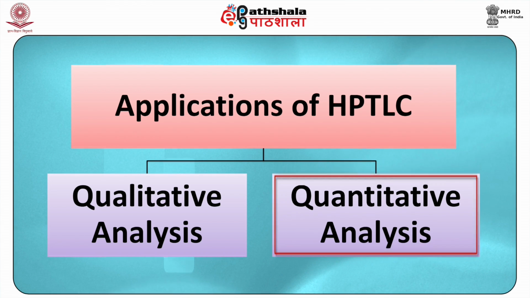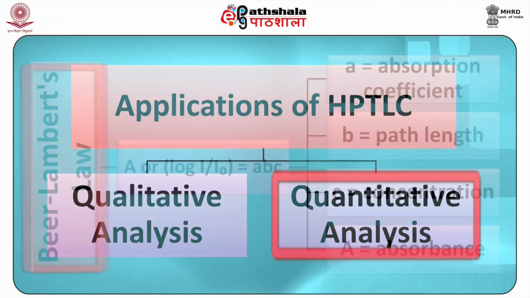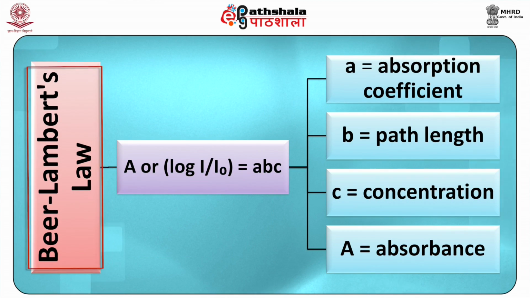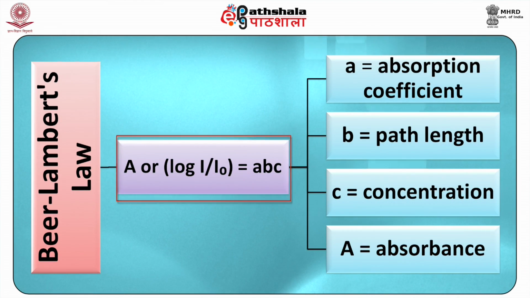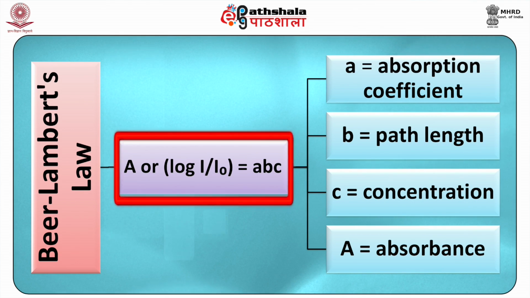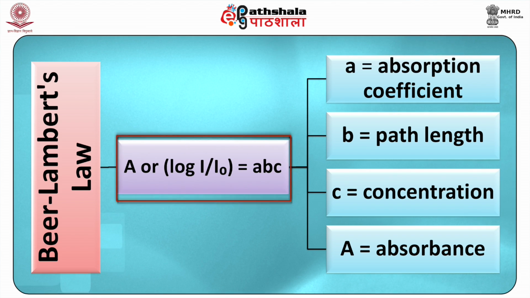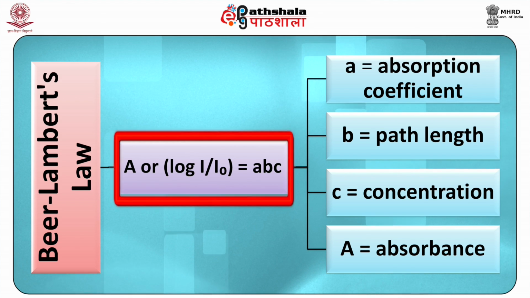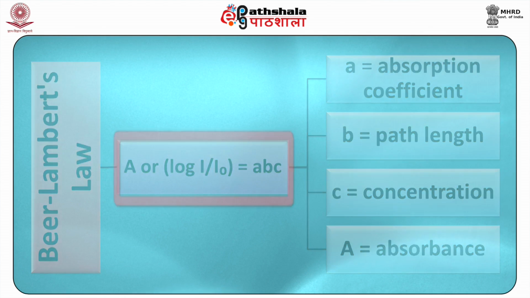For quantitative analysis in absorbance mode, Beer-Lambert's law is applied. A, or log of I by I0, is equal to ABC, where A is the absorption coefficient, B is the path length and C is the concentration, and A is the absorbance.